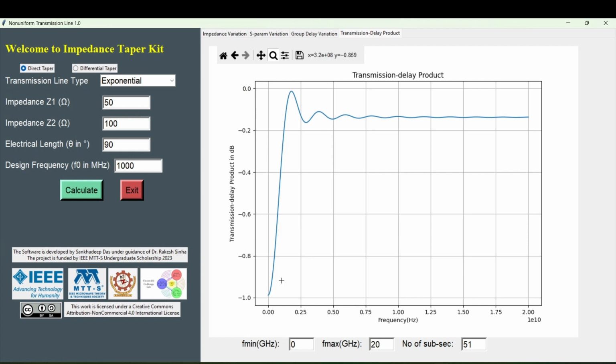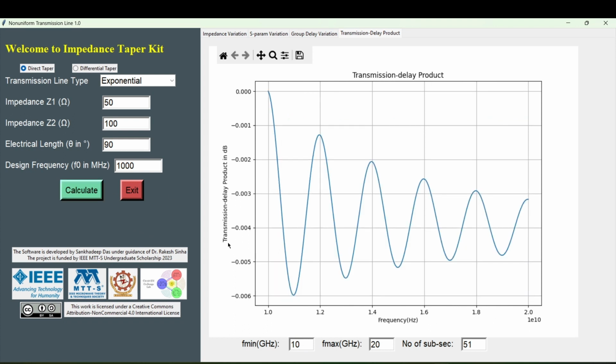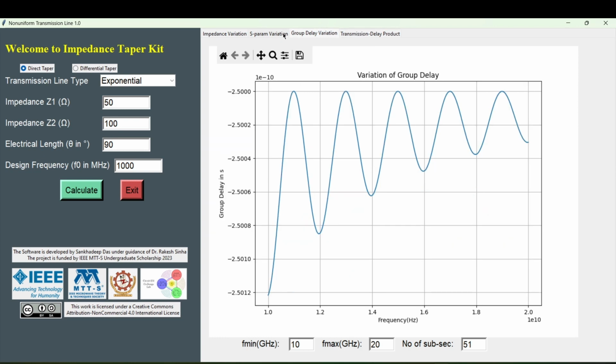And there is the frequency range options. You can change, like 0 to 20 is already given. We can change this from 10 to 20 and then calculate. So we have the plot for 10 to 20 gigahertz frequency. These are the plots.